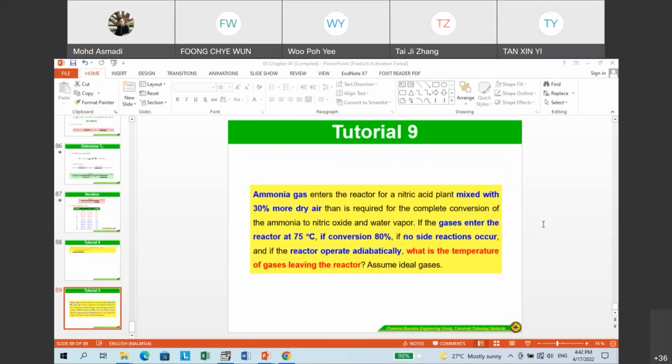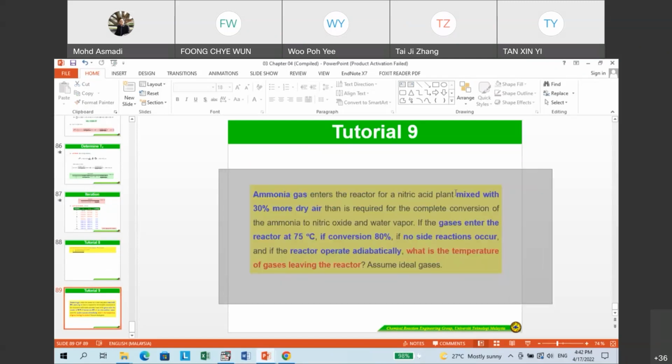Doctor, ABC value depends on which product? Exit, because it's product. The exit one. Exit should be CO2, H2O. Oxygen is 0 mole, okay, because it's 100%. And nitrogen. Okay, when exit. ABCD. Okay, so let's see tutorial 9.